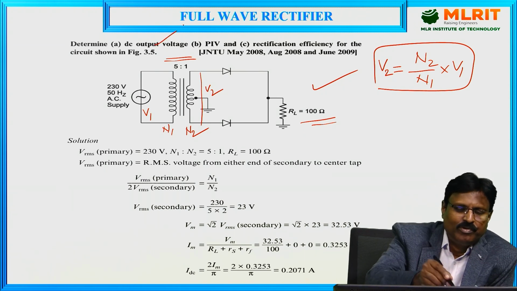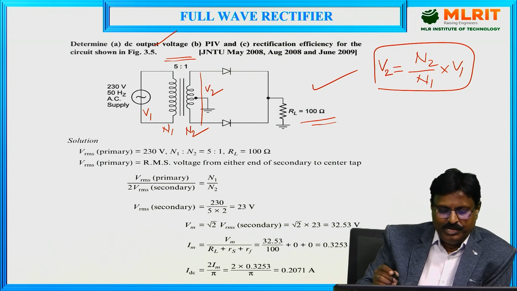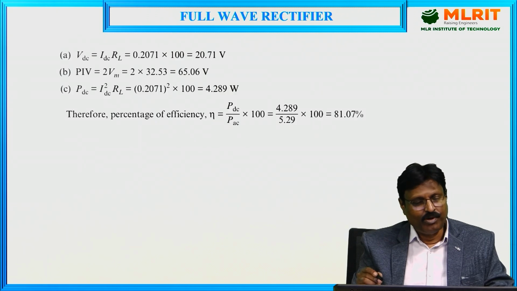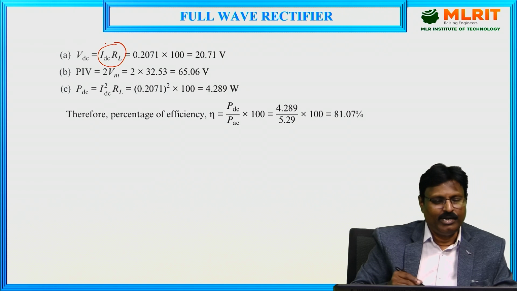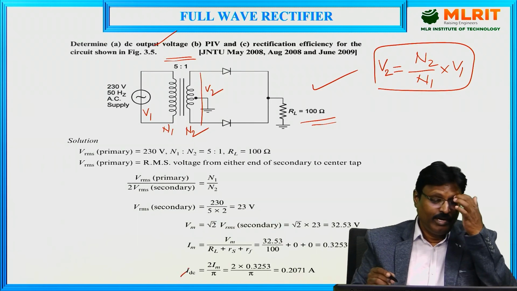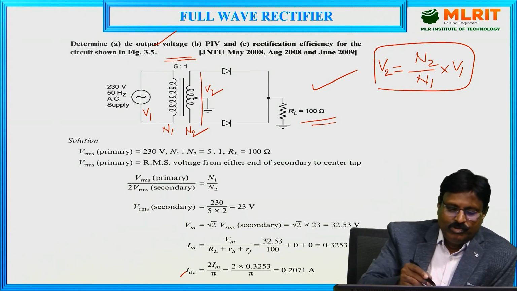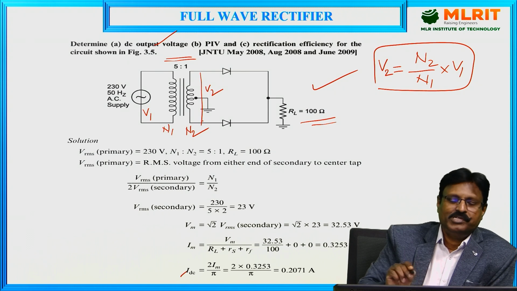First question is, what is the DC output voltage? That means we need to obtain the value of VDC. As you can see here, VDC is equal to IDC into RL. So first you need to calculate the value of IDC. How to calculate it based on the given data? It is a center tap transformer. Center tapped means V2 will be divided into 2 halves. The upper portion is V2 by 2 and the lower portion is V2 by 2. It is a center tap, not a conventional transformer.